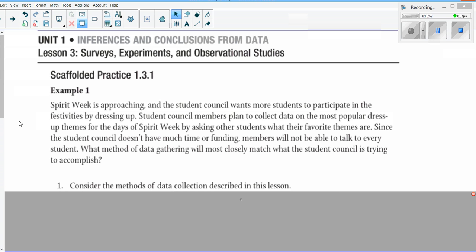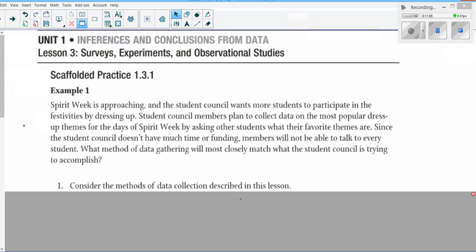Okay, so they're not talking to the entire population. It also says that funding comes into place, that they can't give them any incentives for giving their feedback either. What method of data gathering will most closely match what the Student Council is trying to accomplish?